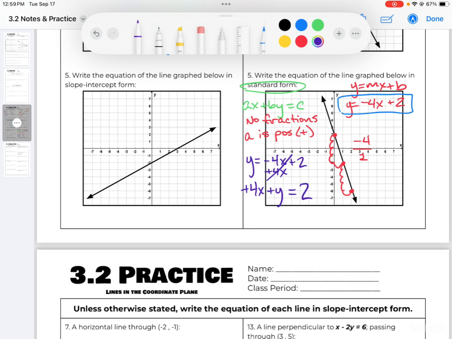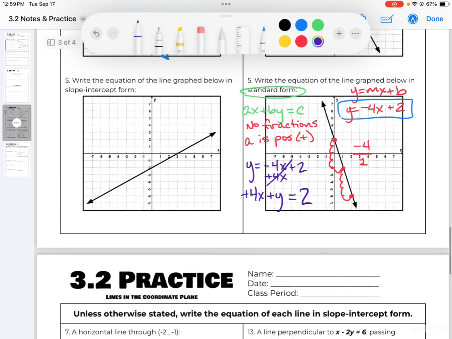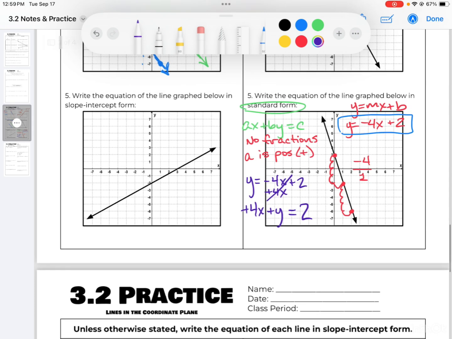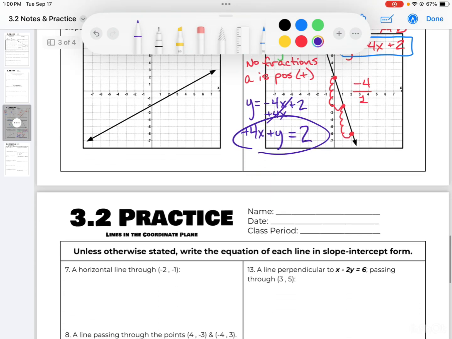So I've got 4x plus y equals 2. And just double checking my rules, there are no fractions and a is positive. So that's my final answer for this equation in standard form.